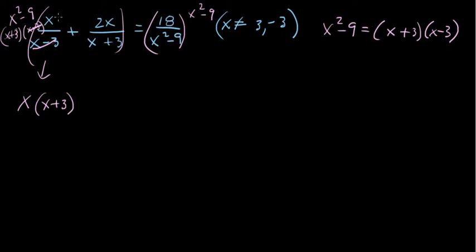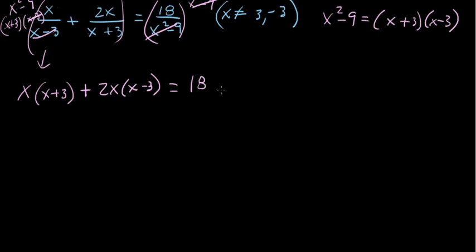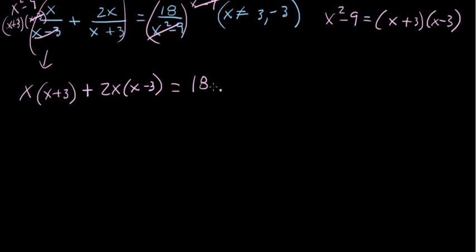So we're left with x plus 3 times x, which is what I have here, plus 2x times x minus 3. And that's the same thing I did here, except it's the other factor. x plus 3 cancels with x plus 3. And so I'm left with x minus 3 times 2x. And of course on the right side, this cancels with this, and so I'm left with 18. And if you need to stop the video right now and work through that, that's fine.